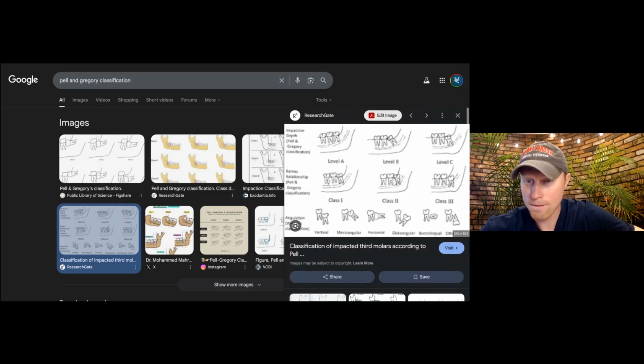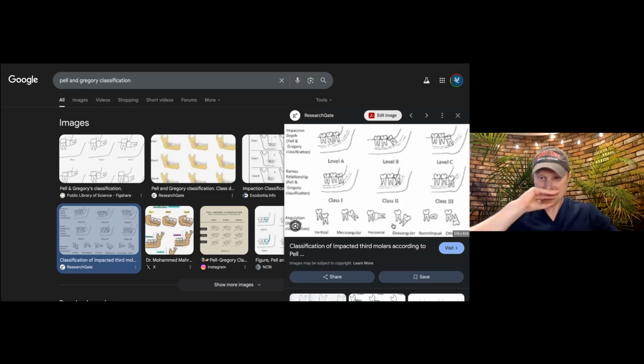Your answers so far, right mesioangular. You said class 1 for Pell and Gregory. Half right, but vague as shit. You didn't specify the position, you lazy turd. Left horizontal. You called it class 2. You missed the position and didn't even touch Winter's classification or the surgical relevance. The questions you were supposed to answer.